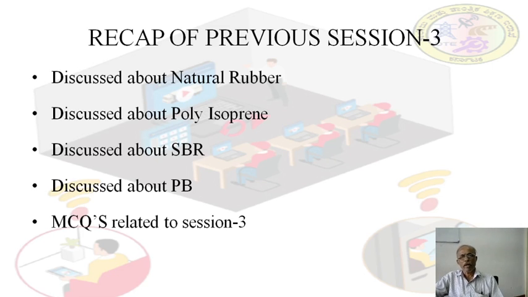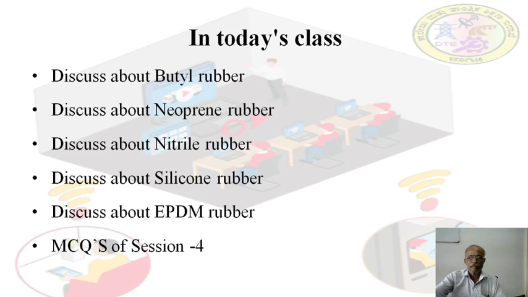Now we go back for recap of previous session 3. We discussed in session 3 about natural rubber, polyisoprene rubber, SBR, polybutadiene rubber, and multi-choice questions related to session 3. Now in today's class, we will discuss butyl rubber, neoprene rubber, nitrile rubber, silicone rubber and EPDM rubber, and MCQs of session 4.